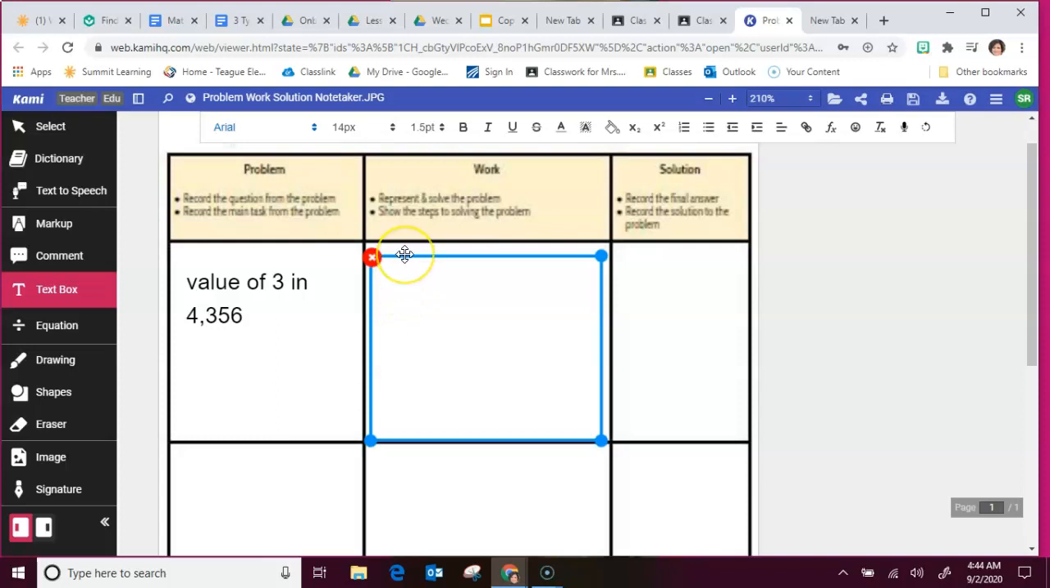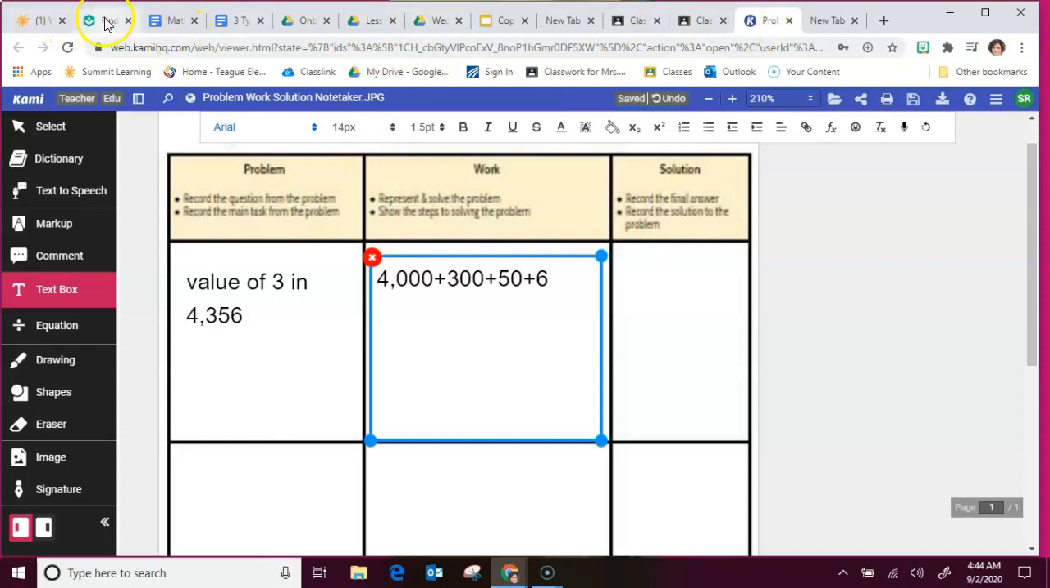And he said, what are we doing when we're taking the number apart like this? That's right, we're putting it in expanded form. So when he's looking to find the value of a digit in a number, he puts the number in expanded form: 300 plus 50 plus 6. Okay, so that's part of our work there.